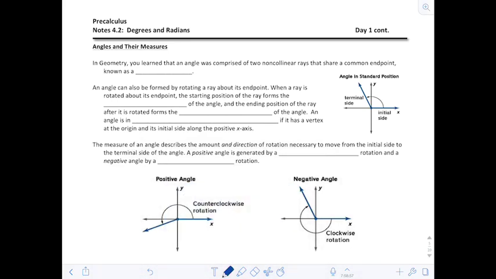Okay, these are notes for 4-2. We're going to start to talk about degrees and radians. Radians are just going to be a new concept for you guys, so hopefully we can make it make sense. All right, so angles and their measures.